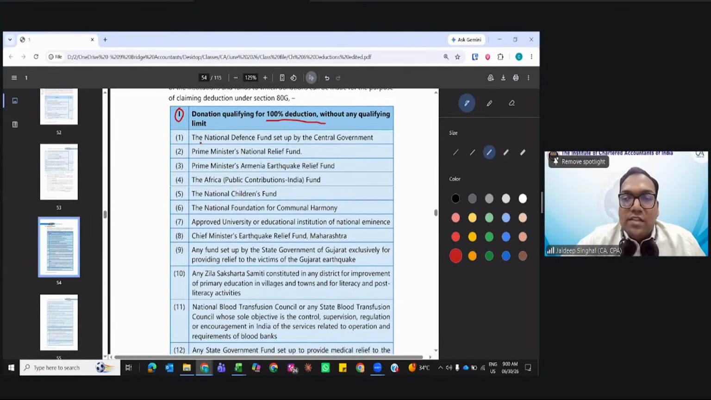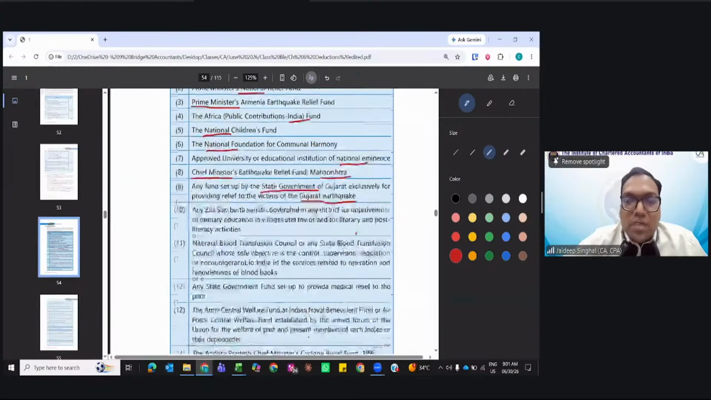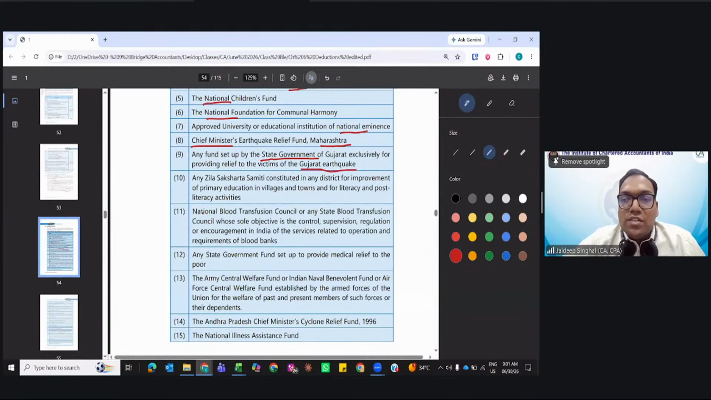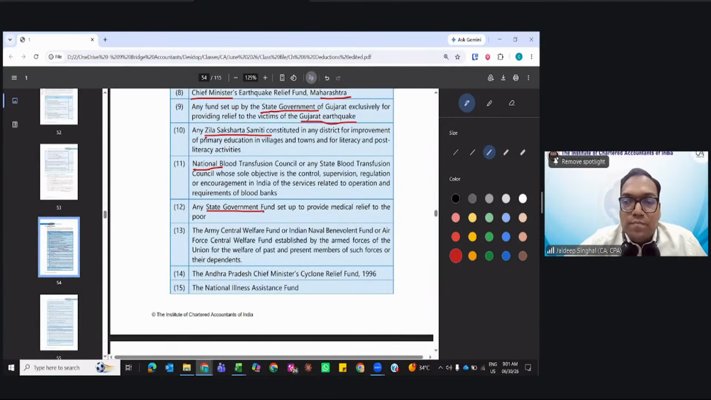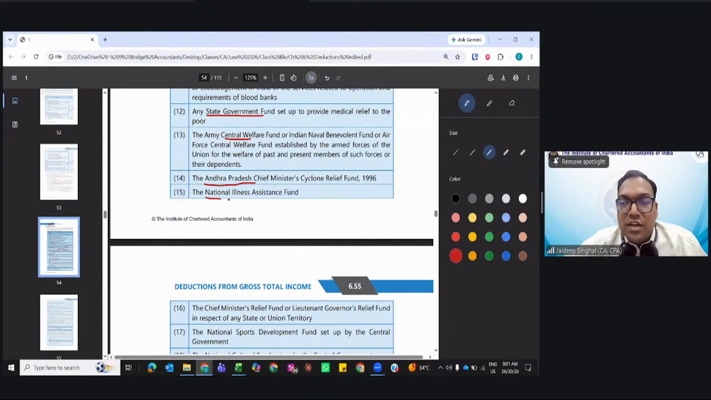Now see here, it is the National Defense Fund, Prime Minister National Relief Fund, Prime Minister Earthquake Relief Fund, Africa Public Contribution India Fund, National Fund, right? Approved university or educational institution of national eminence, Chief Minister's Fund of Maharashtra, then any fund set up by state government, Gujarat Earthquake Fund, Jila Sehkari Samiti for the improvement of primary education in village. It is right, Jila Sehkari Samiti. Any state government fund for the medical relief to the poor, Army Central Fund, Andhra Pradesh, the National Fund.